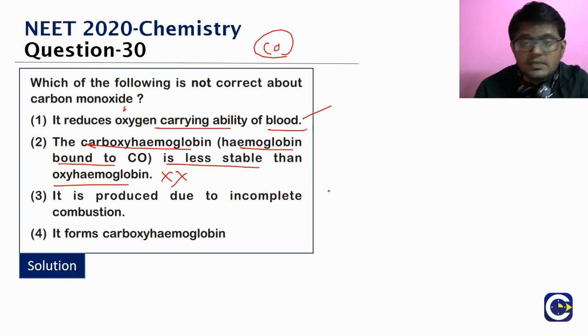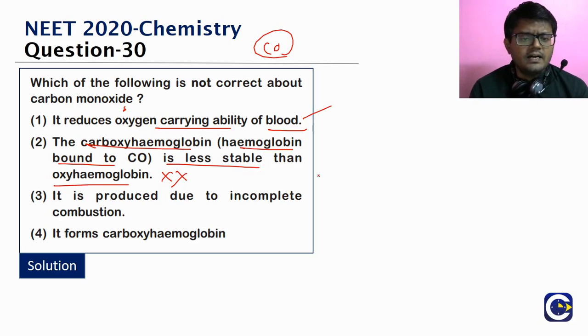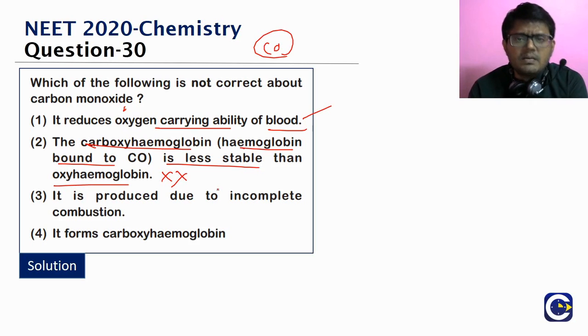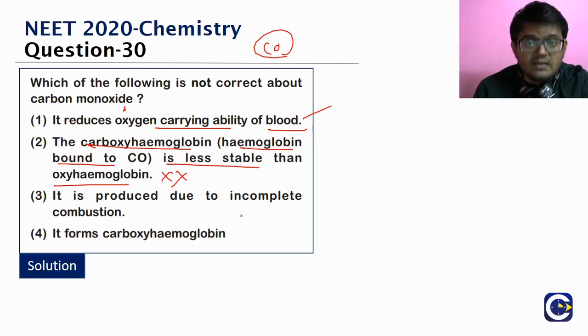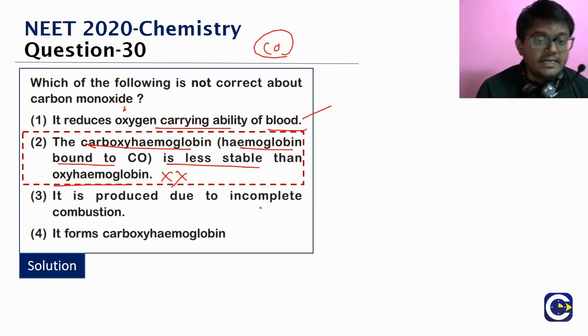Whereas in the case of oxygen, generally what happens in the respiratory system is the oxygen binding to the hemoglobin will be determined by factors like temperature and the partial pressure of oxygen. So here the binding ability of the oxygen will be very less in comparison to the binding ability of the carbon monoxide. So carboxyhemoglobin will be more stable than oxyhemoglobin. So we are looking for what? The incorrect. So what is the incorrect one? Second one is incorrect. Okay.